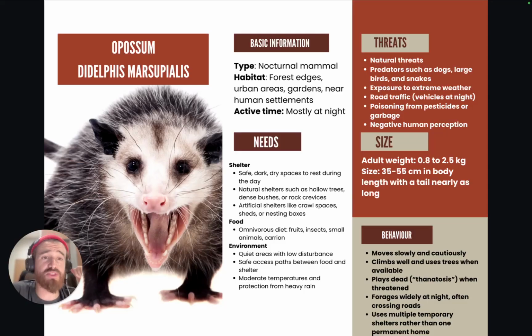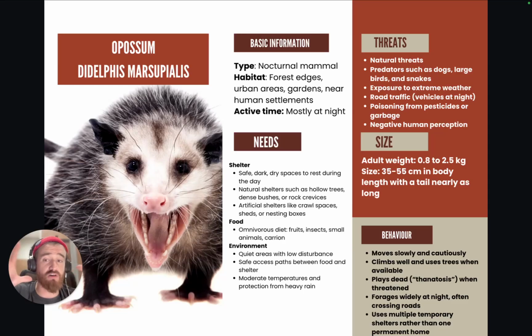Then, very important, the third thing we have to research is the threats. In the case of the opossum, there are natural threats such as predators like dogs, large birds, and snakes, exposure to extreme weather, road traffic, etc. The fourth thing you have to research is the size. That's very important when we get to actually create the dimensions of our product.